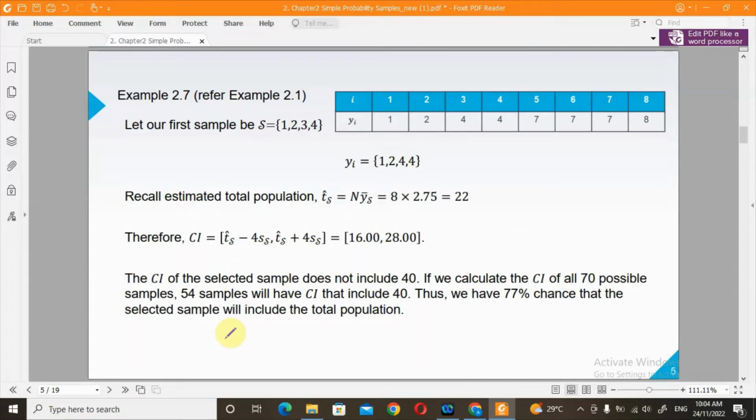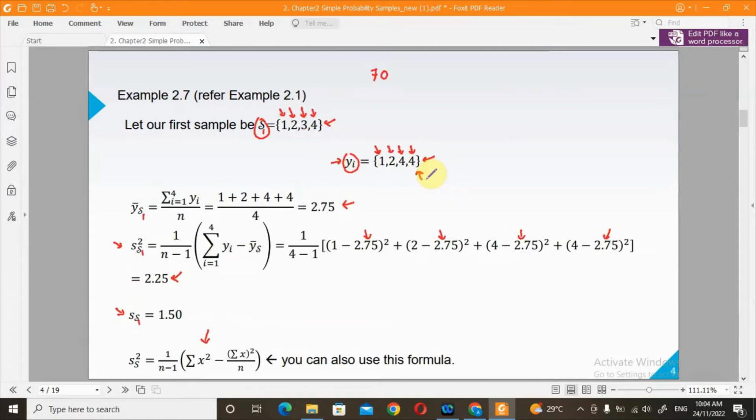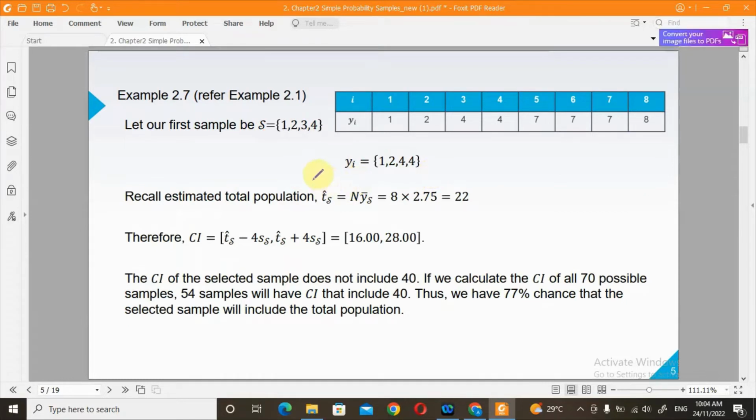Now, recall that to calculate the estimated population total, now that you already have the y bar, to calculate the estimated population total for sample number 1 again, you need to use this formula, that is the population size times the y bar, or the mean score, of sample number 1.